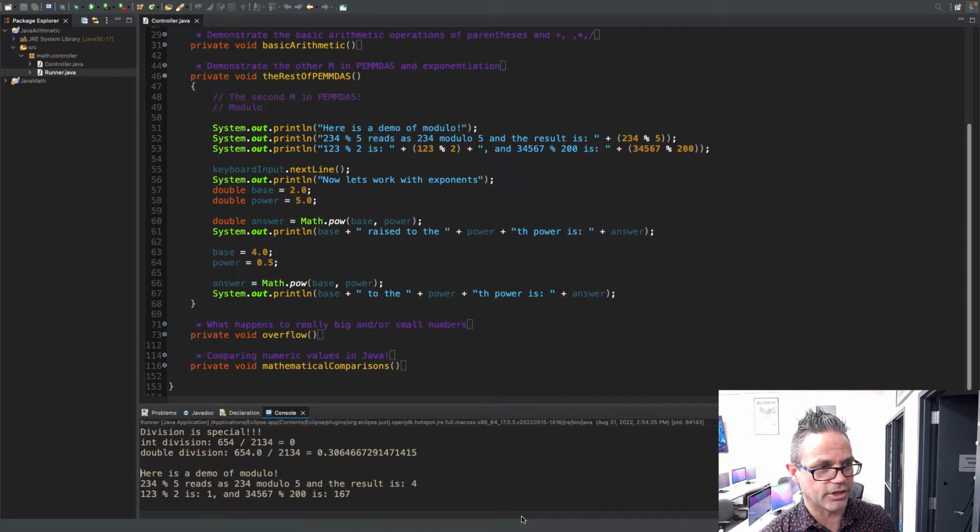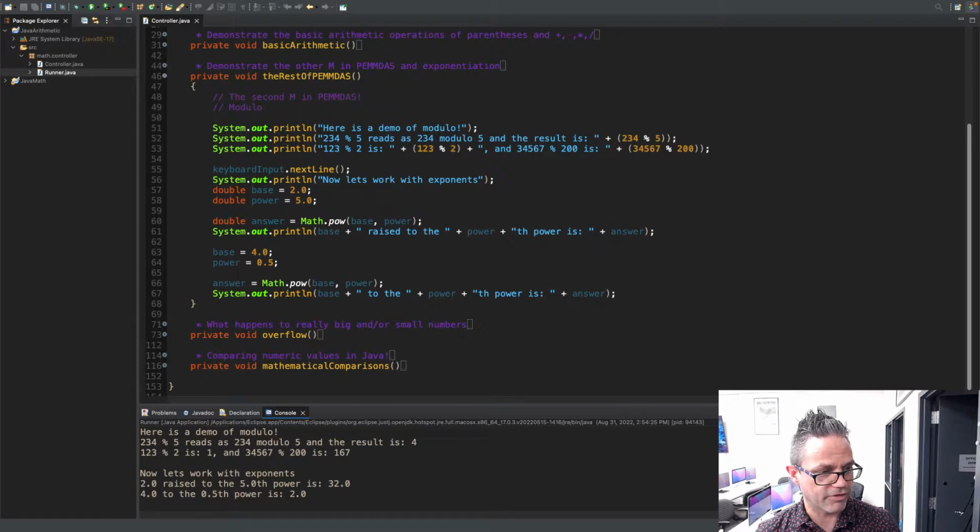And so I have right here system.println, now let's work with exponents. We'll do math.pow, and we have double base is set to 2.0, double power is set to 5.0, and we'll test that out right here. And so we have, 2 raised to the 5th power is 32. Hey, that's right, wonderful.